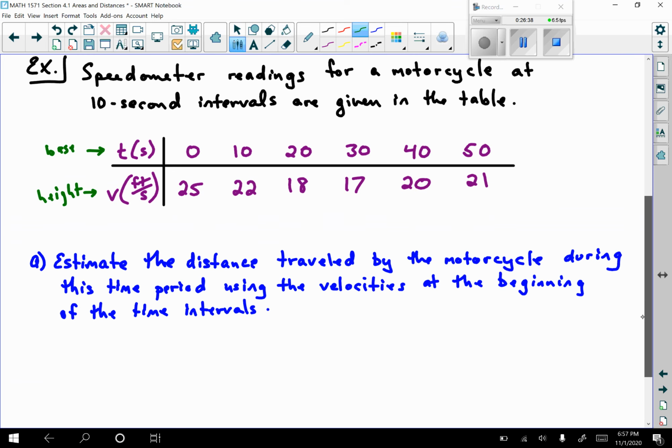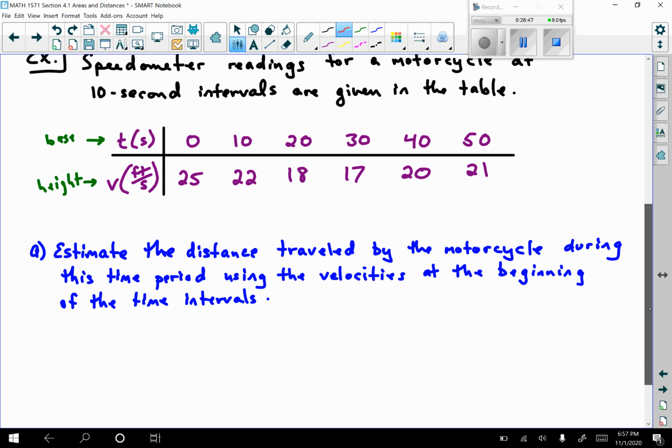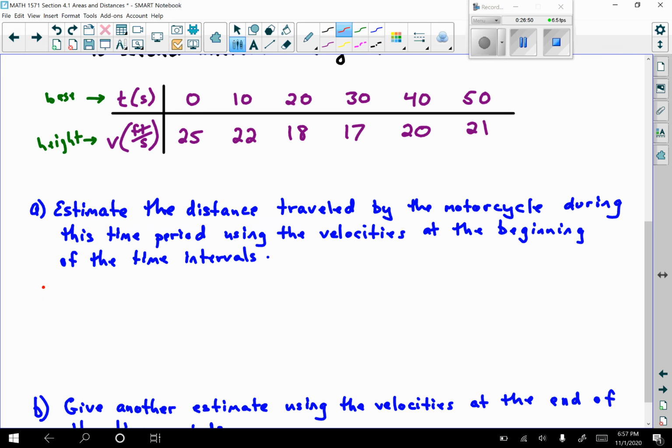So for A, we're going to estimate the distance traveled by the motorcycle during this time period using the velocities at the beginning of the time intervals. So we're going to calculate, instead of area, distance. So I'm going to say D is approximately, if I'm starting at the beginning, that means I do 0 times the 25. I'm sorry, not the 0. The width here is the 0 to the 10, so each width is going to be 10. Let me go back and mark that up here. Each base is going to be 10, because that would be like starting from 0 to 10. So each distance, the base is going to be 10.